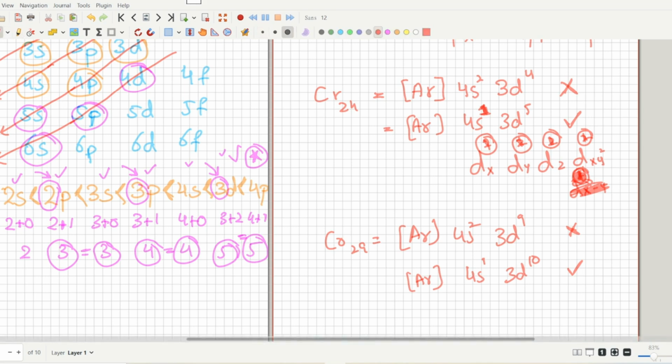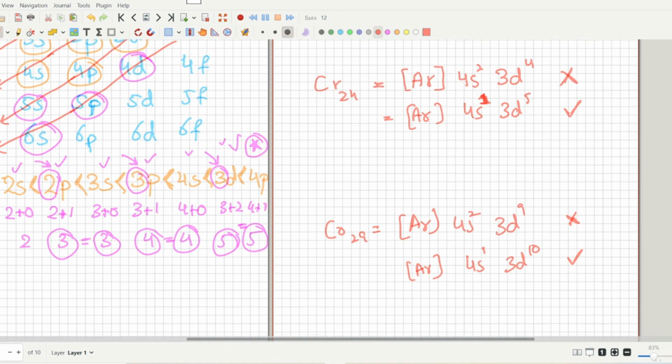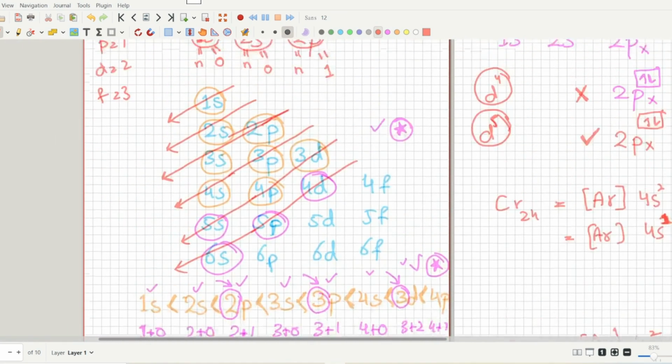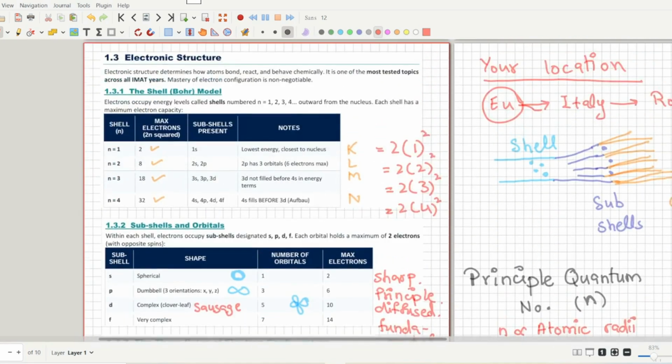So that was the exception for electronic configuration, and now you are ready to solve any kind of question that could be asked from this topic. We have literally covered everything that could be asked from this topic.